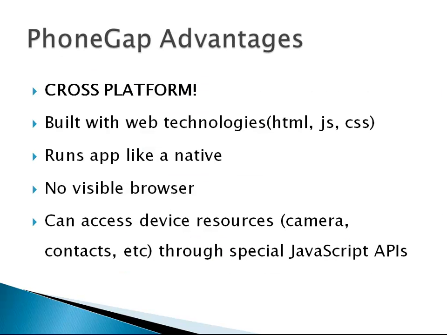So PhoneGap advantages: cross-platform is the biggest advantage. Built with web technologies, which are a lot easier to learn, or we have more developers that know web standards over Java and other languages. It runs like a native app. There's no visible browser, so there's no URL bar at the top or anything like that. It can have access to device resources like the camera and contacts, and we do that through special JavaScript APIs.